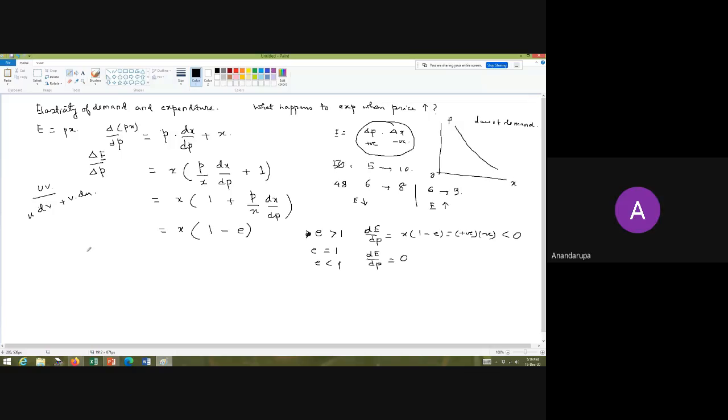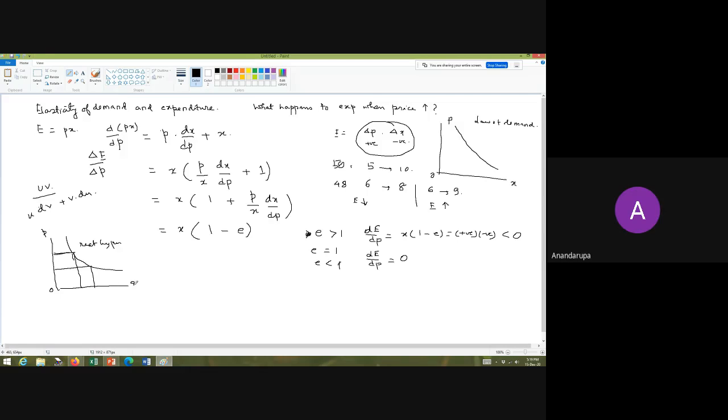Elasticity equal to 1. So the total expenditure will not change with price; the derivative is 0. Remember that we said elasticity equal to 1 is a rectangular hyperbola. What does it indicate? A hyperbola is such that if you take any point, the area is constant.